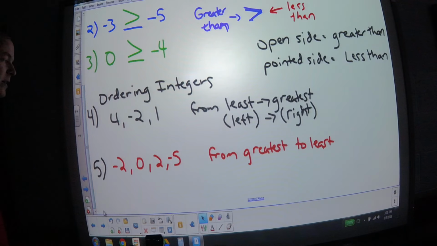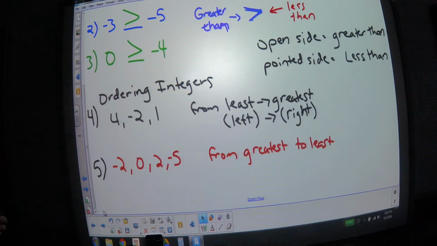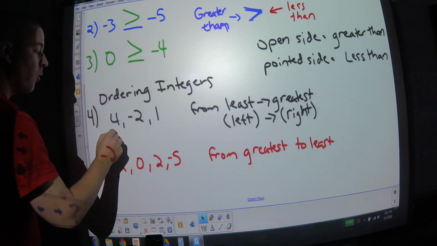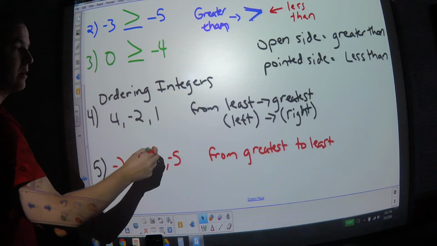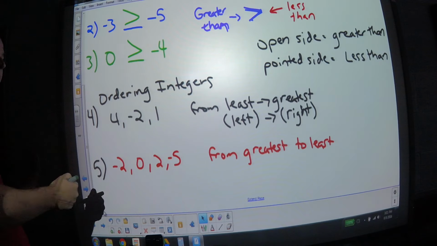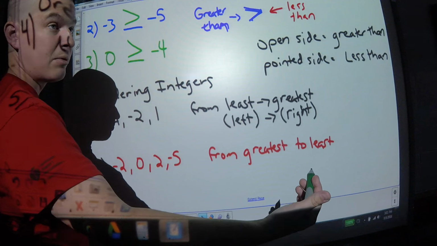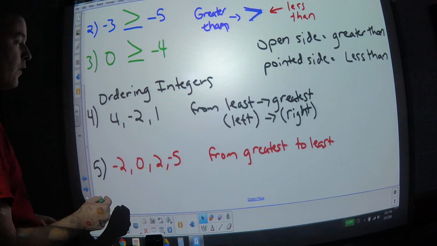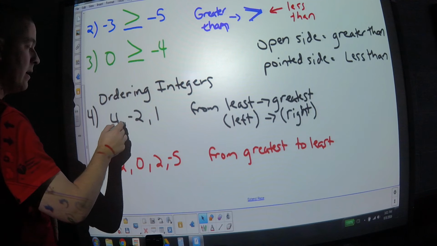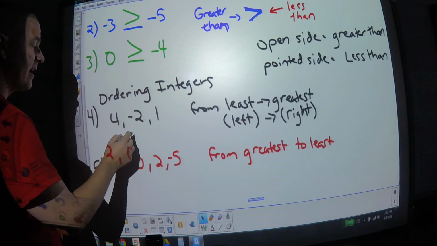Now, when you're ordering integers, you've got to pay attention to what they want you to do. So I want to order these numbers from least to greatest. That means the smallest being on the left and the greatest number being on the far right. So first we've got to figure out what the smallest number is. Is -2 greater than or less than 4? Well, -2 is less than.